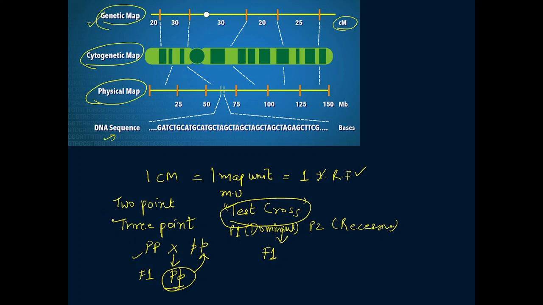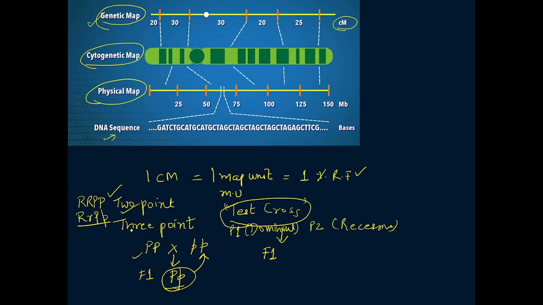When you add two genes, let's say seed shape as well as flower color, that becomes a 2-point test cross. Whatever F1 progeny you get from this cross, most likely, and I am writing it here for simplicity's sake, will be a heterozygous plant, and when it is crossed with a recessive plant, that becomes a 2-point test cross.